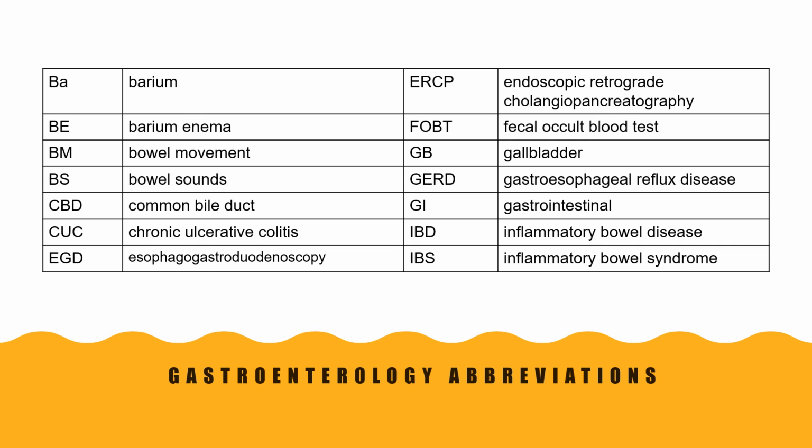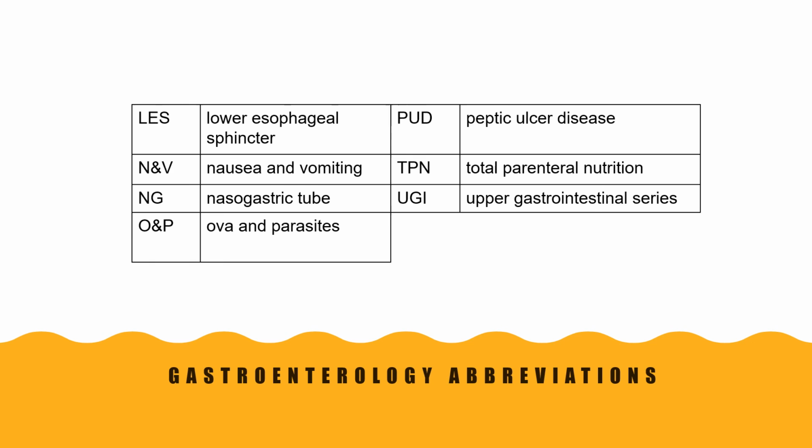inflammatory bowel syndrome. LES stands for the lower esophageal sphincter, N and V, nausea and vomiting, NG, nasogastric tube, O and P, ova and parasites, PUD, peptic ulcer disease, TPN, total parenteral nutrition, UGI, upper gastrointestinal series.